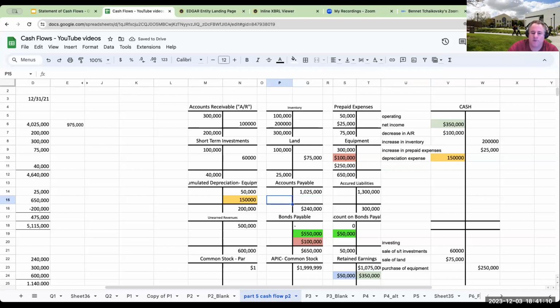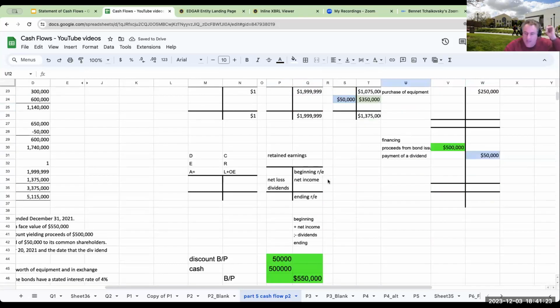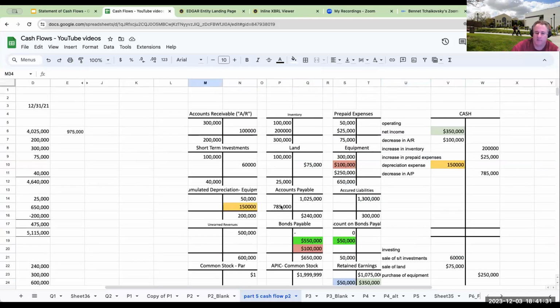Accounts payable went from $1,025,000 to $240,000, or a decrease of $70.85, right? So I do the opposite to cash. This is going to be a decrease in accounts payable. Remember, accounts payable is a liability account. It increases with credits and decreases with debits. Over here, it's being debited, so this is a decrease in accounts payable. Accrued liabilities, this is decreasing by $1 million. So this is going to be a decrease in accrued liabilities for $1 million.